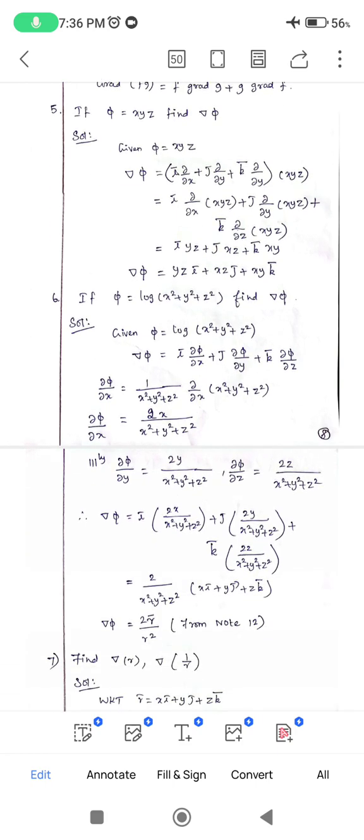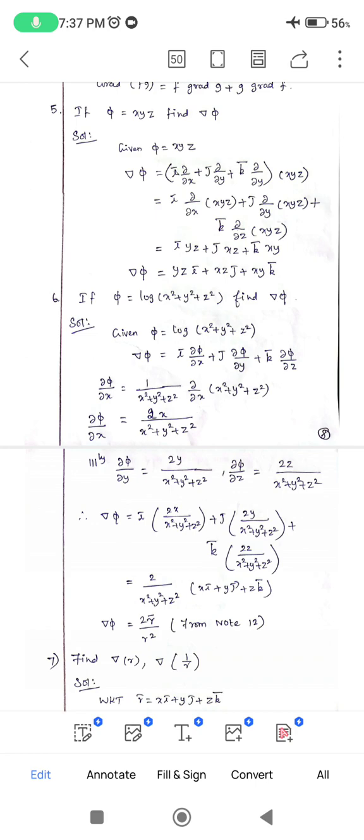And next one is, if pi is equal to xyz, find del pi. Given pi is equal to xyz. So del is written as i into dou by dou x plus j into dou by dou y plus k into dou by dou z, into xyz. So i vector into dou by dou x of xyz plus j vector into dou by dou y of xyz plus k vector into dou by dou z of xyz. So i vector into dou x by dou x is 1. So we get i into yz plus j into xz plus k into xy.